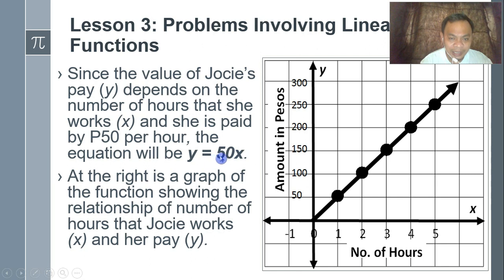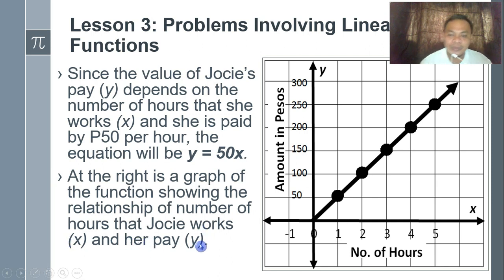Diba? Kasi if we put value ni X, kung nagtatrabaho siya ng 1 hour, so it means 50 times 1. So our Y is 50. Okay? If she works 2 hours, so our X is 2. So 50 times 2, then our Y is 100. Diba? Okay. So we have here at the right is a graph of the function showing the relationship of number of hours that Josie works X and her pay Y.